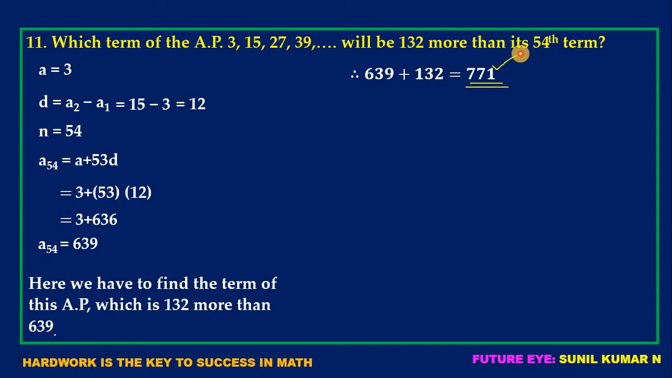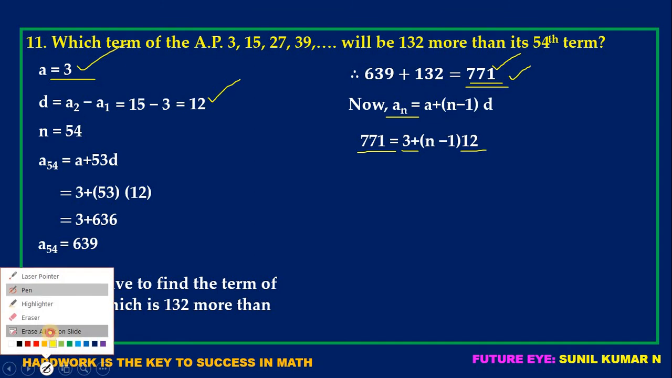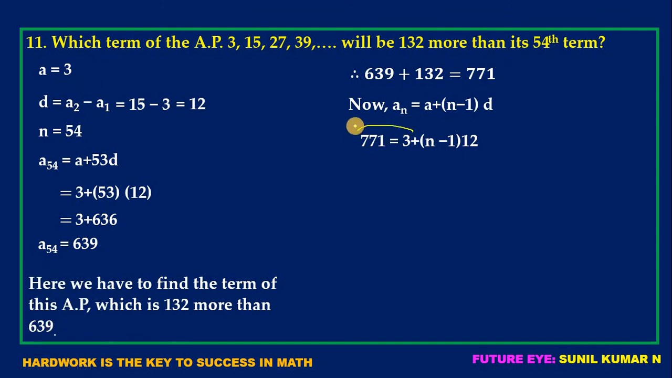Now the value of an is 771 and a value is 3 only and d value is 12 only. Now we have to find the n value. It means 771 is of which term? So for that, consider the nth term formula, children. Substitute the values. an is 771, and a is 3, the same value we substituted earlier, and d value is 12 itself. Let us simplify this, children. This 3 transfer to this side, so 771 minus 3, and subtracting these two, we get 768.